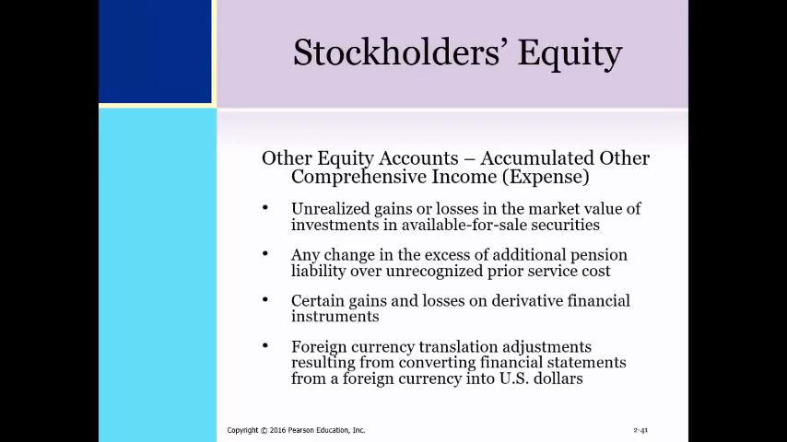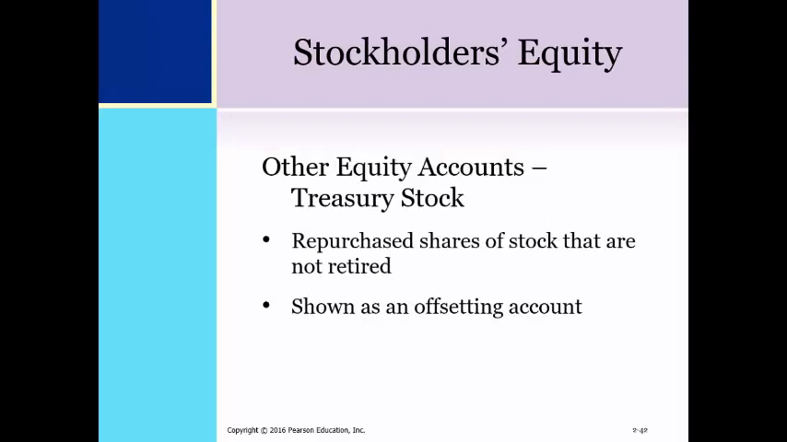Accumulated other comprehensive income includes any unrealized gains or losses in the market value of the available for sale securities. It also includes any change in the excess of additional pension liability over unrecognized prior service costs, certain gains and losses on derivative financial instruments, and foreign currency translation adjustments resulting from converting financial statements from a foreign currency into U.S. dollars. Treasury stock is the cost of shares of the company's own stock that it has repurchased.